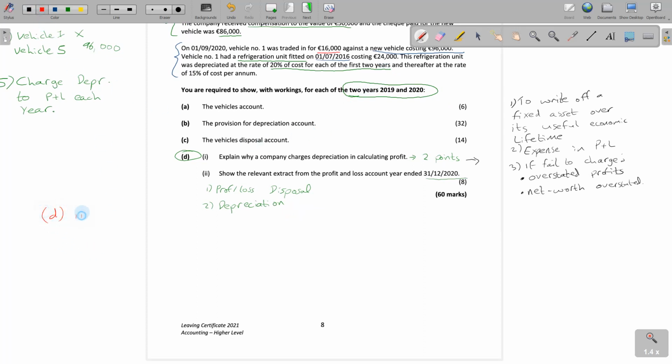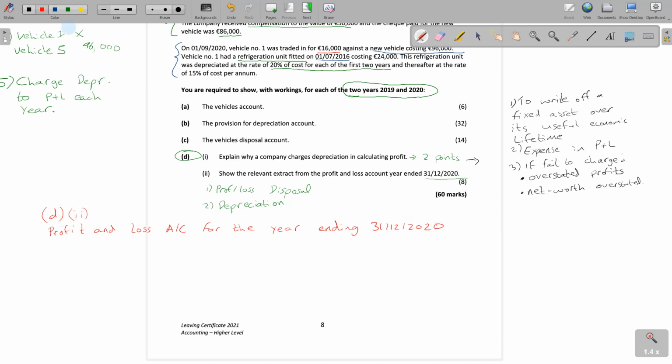So D part II, what you're going to have is you just say extract. So we just say profit and loss account. Make sure to say account. So it's for the year ending 31st of the 12th, 2020.